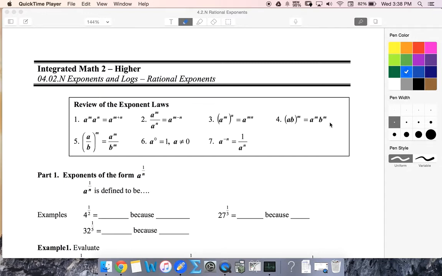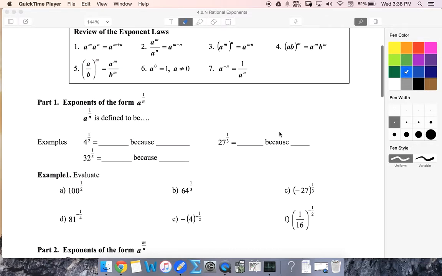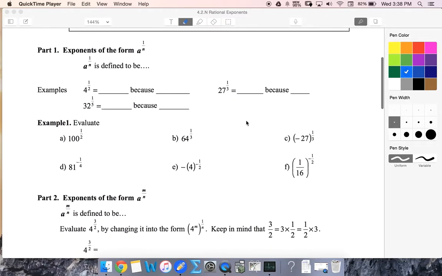So here's just a summary of the rules from 4.1. Now we're going to look at rational exponents. So we're going to start with the basic one, 1 over n. So 4 to the 1/2, if you put that in your calculator, you're going to find out that it's 2. Well, that's because 2 squared, that's 4, of course. If I then raise that to the half, I end up with 2.